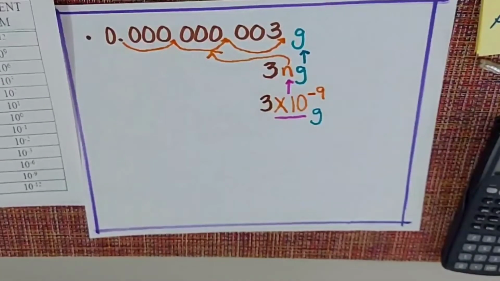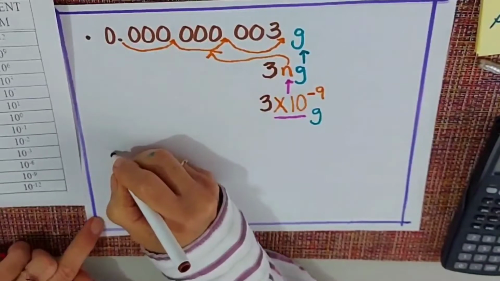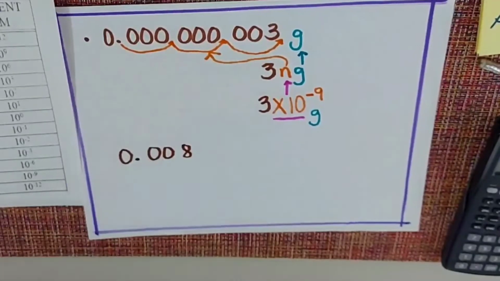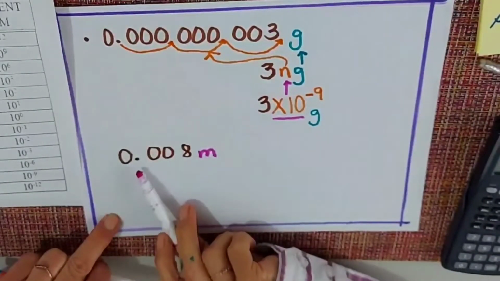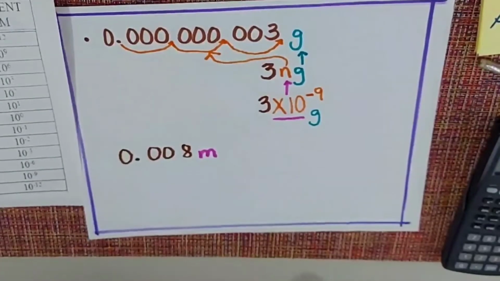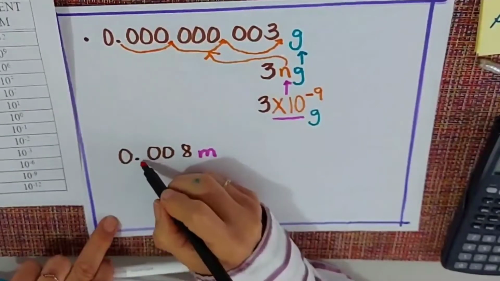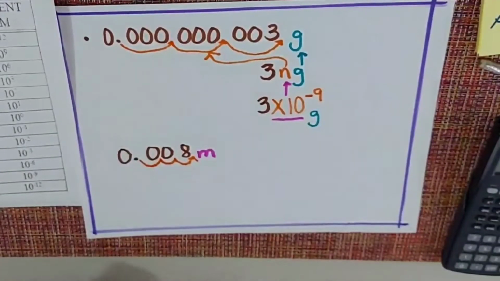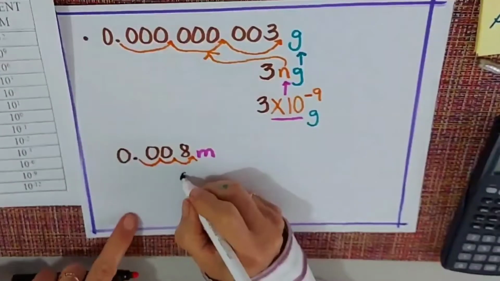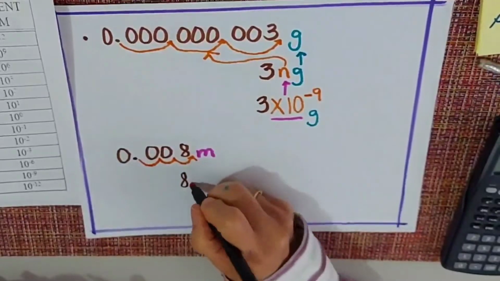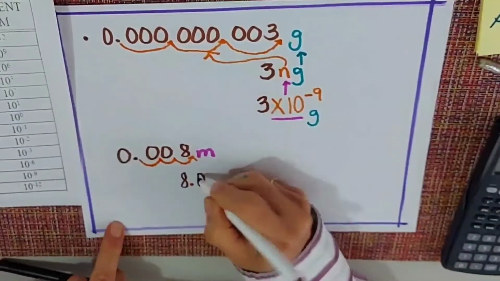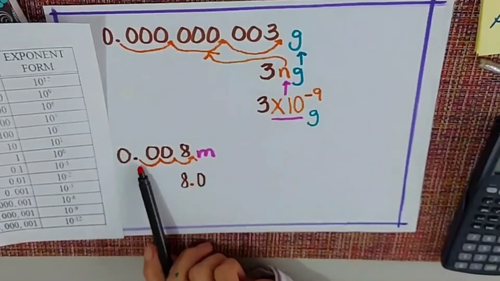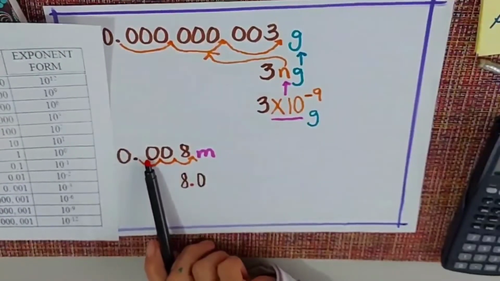Okay, now we are going to do another example. For example, the number is 0.8 meters. Okay, now we are going to move the decimal point to the right side, and we are going to count how many places. 1, 2, 3 places to put the decimal point in this part. Now we have 8, and the decimal point is here, 0, and the places that I moved the decimal point were 3.